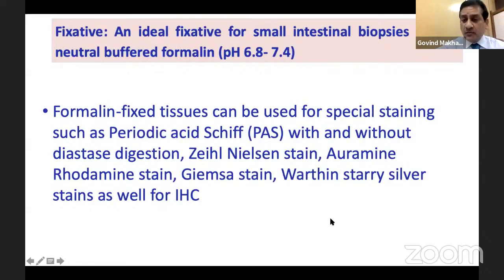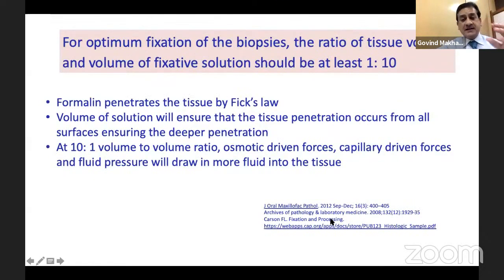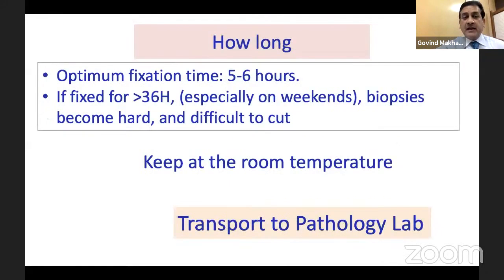Another common error we make is that in the bottle in which you collect the biopsies, say 4 to 6 biopsies, there should be enough additional formalin, a 1 to 10 ratio. If it's not enough, then the mini biopsies will remain and will not be dipped into the fluid, and therefore they will not be fixed. If they are not fixed, you will not be able to read them well. And transport them at room temperature to the pathology department.